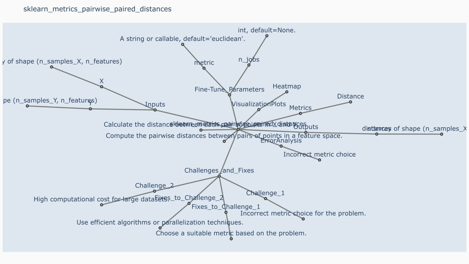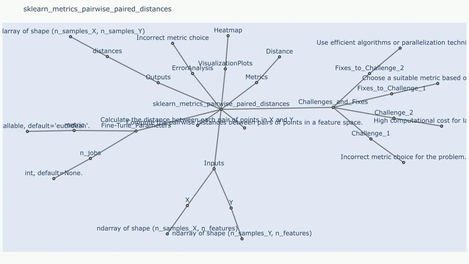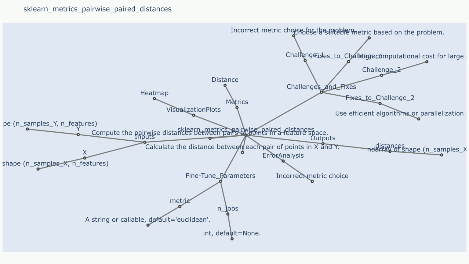sklearn.metrics.pairwise.paired_distances. Description. The paired_distances function calculates the distances between pairs of corresponding points in two arrays. It supports various distance metrics, allowing you to assess the dissimilarity between paired data points across different dimensions.